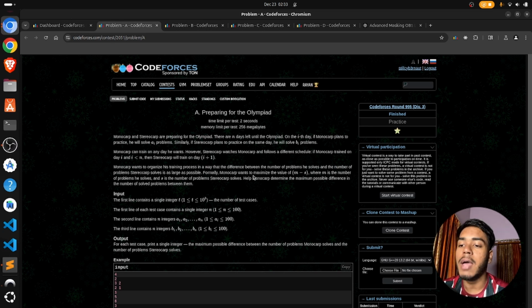Formally, Monocarp wants to maximize the value of m minus s, basically the number of problems solved by Monocarp minus the number of problems solved by Stereocarp. Basically, the difference is as high as possible. So m is the number of problems solved by Monocarp and s is the number for Stereocarp. So that is the question.